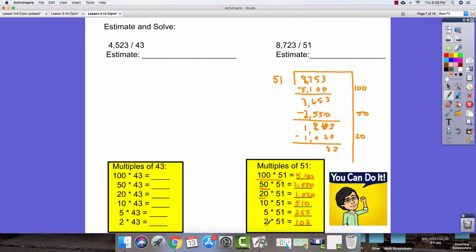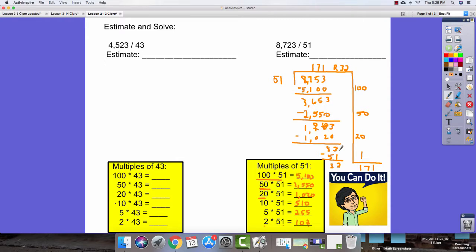Well, if I look down here, 2 times 51 is 102, so that's still too much. So 51 can only go into 83 one time. So 1 times 51 is 51, and now subtract. 3 minus 1 is 2, and 8 minus 5 is 3. So I have a remainder of 32. So now I just need to add up my partial quotients. 100 plus 50 is 150, plus 20 is 170, plus 1 is 171. So my quotient is 171 with a remainder of 32.